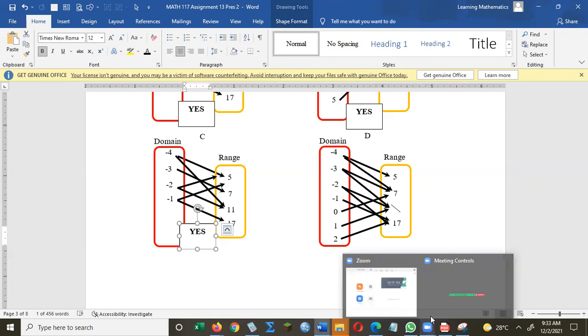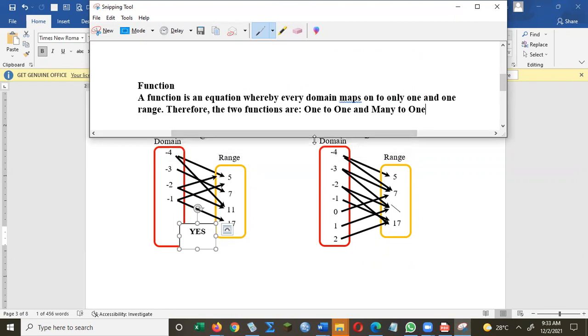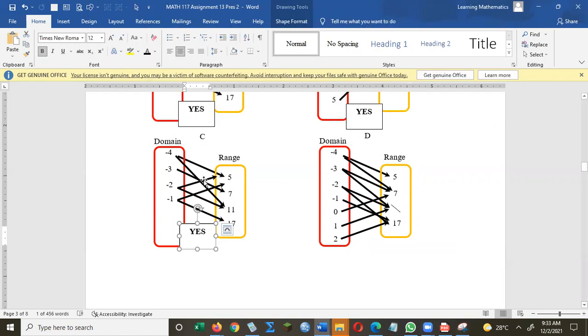Right, if you look at the definition, a function is whereby every domain has to go only to one range. But when you look at this now, look at the -4. The -4 going to 5, and the -4 going to 11, the -4 going to two ranges, which violates the definition of a function. You can only go to one range for it to be a function. So this is not a function. Actually, it is a one-to-many. One-to-many is not a function.